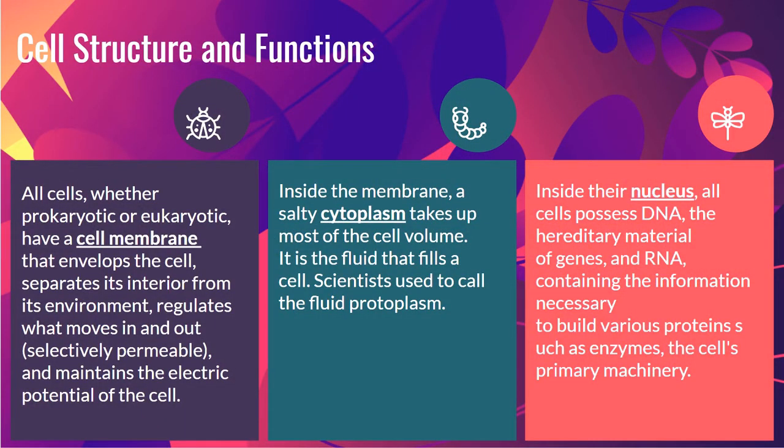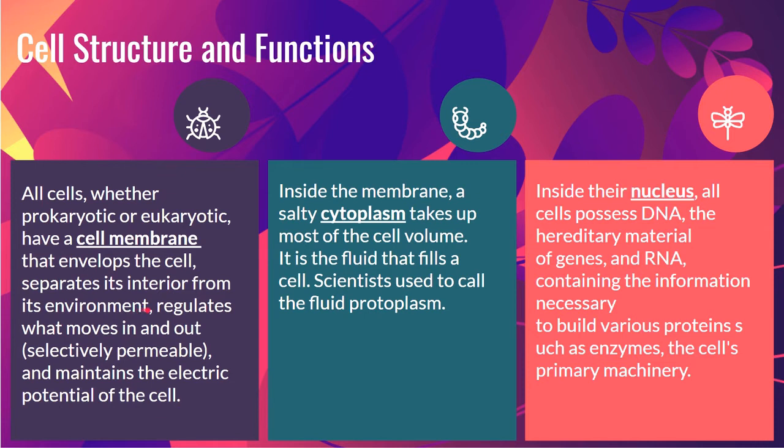So these are the descriptions of the three major parts, and we will go through them one by one. So the first one would be the cell membrane. We define the cell membrane as that layer that envelops the cell and separates it from its environment. Both prokaryotic and eukaryotic cells have a cell membrane.